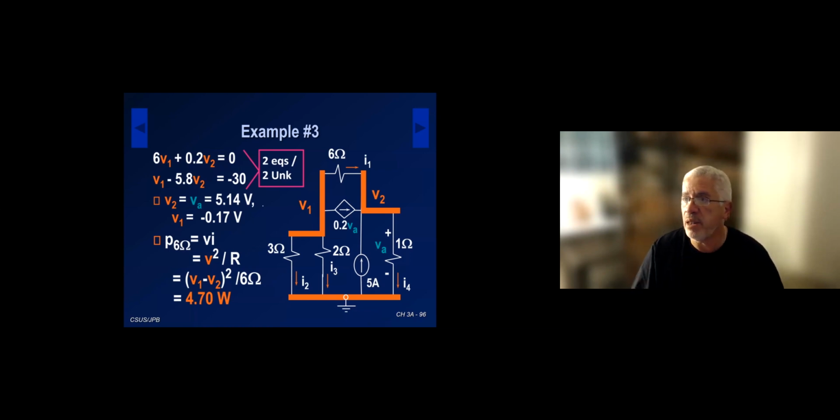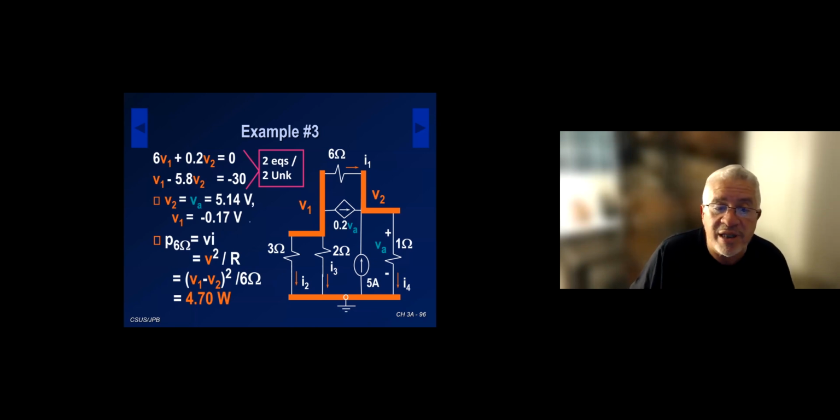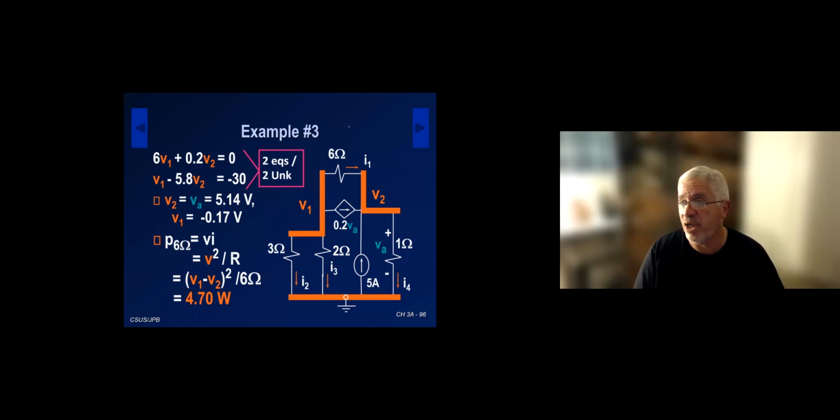I expect this to be done. If you get the two equations correctly, I expect the correct answer to come out of that because you're using your calculator. So in this particular case, V2 is 5.14 volts and V1 is minus 0.17. Once I have the node voltages, I actually know everything about the circuit.